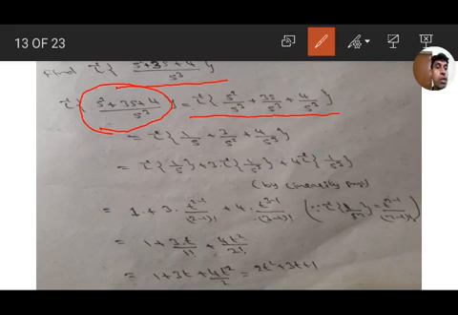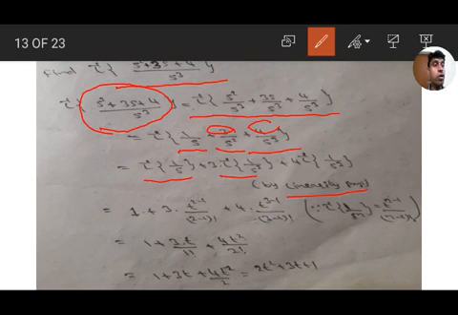Separate division, term by term: s square by s cube, 3s by s cube, 4 by s cube. S square by s cube means 1 by s. 3s by s cube, the s cancels, we get 3 by s square, and 4 by s cube. Here we have a sum of three functions, so by using the linearity property, coefficients are outside. L inverse of 1 by s. 3 is the coefficient, so 3 into L inverse of 1 by s square. 4 is the coefficient, 4 into L inverse of 1 by s cube.